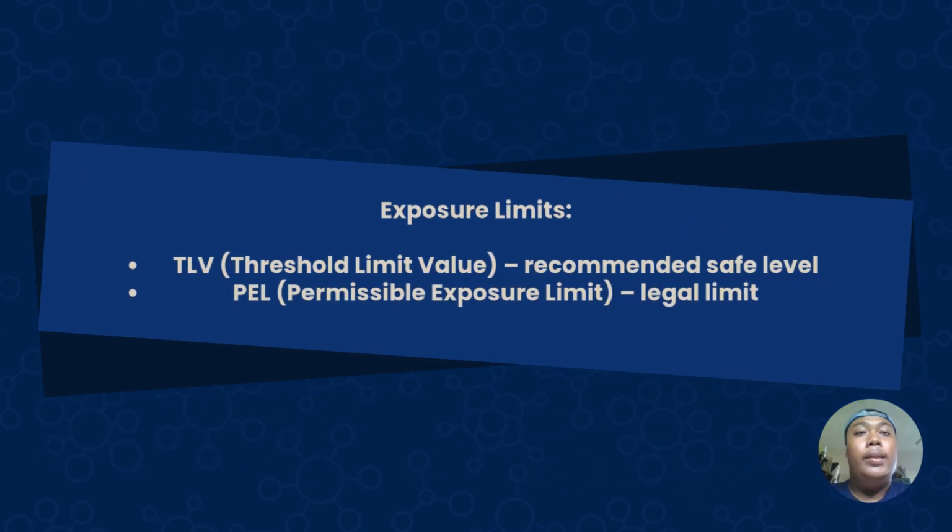After analysis, the results are compared with exposure limits such as the threshold limit value, also known as TLV, and the permissible exposure limit or PEL. These limits help determine whether the exposure level is safe or hazardous. Chemical exposure monitoring is important because it helps protect workers' health, detect excessive exposure, and determine appropriate control measures such as improving the ventilation system or personal protective equipment.